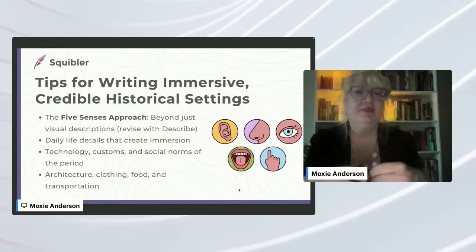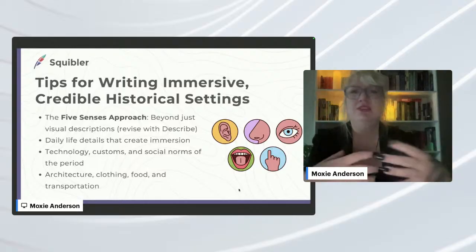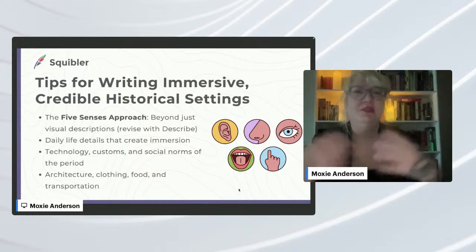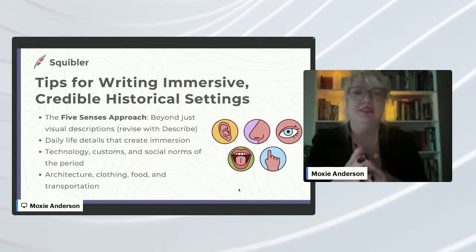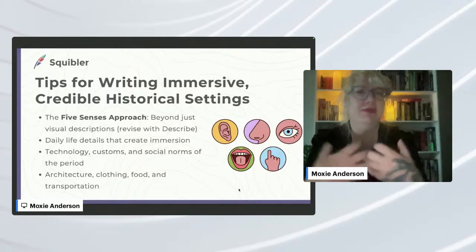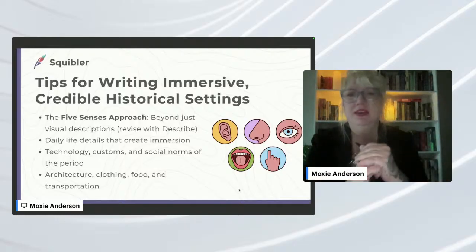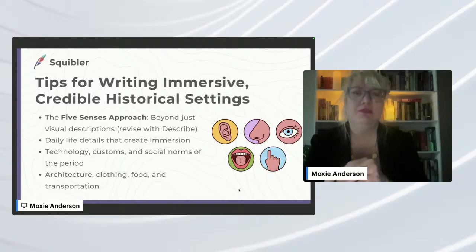Think about daily life details that create immersion. What do people's tables look like? What do they wear? What are some smells that they have around their houses? What are foods that they enjoy that maybe they don't get very often? You might also want to think about technology, customs, and social norms of the period.